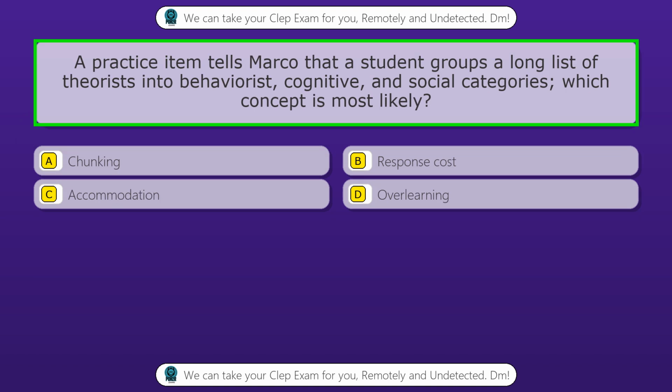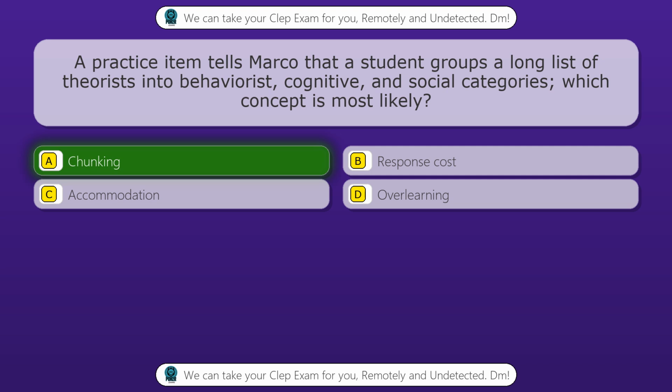Question 40. A practice item tells Marco that a student groups a long list of theorists into behaviorist, cognitive, and social categories. Which concept is most likely? Option A, chunking. Option B, response cost. Option C, accommodation. Option D, overlearning. The correct answer is option A, chunking.